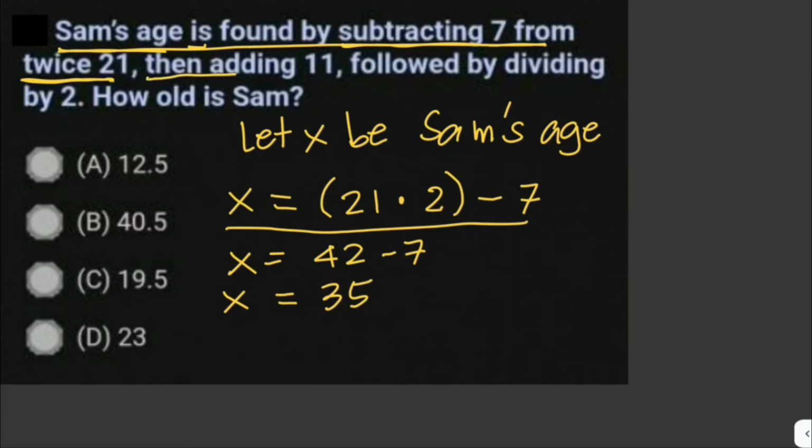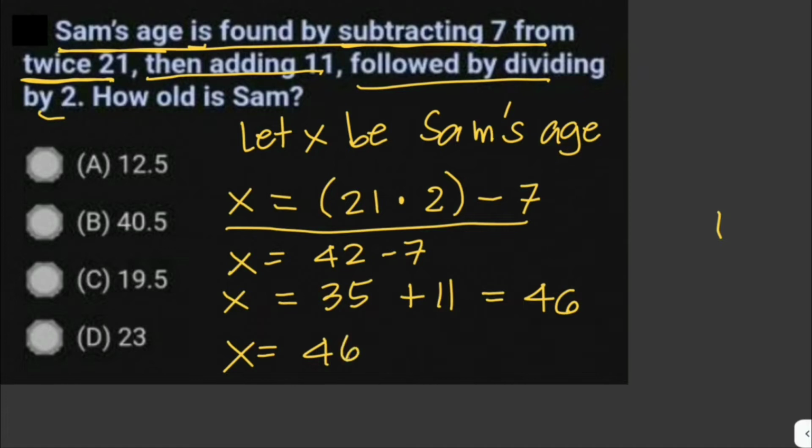And then adding 11. So we just add 11 to 35. So this is just equal to 46. And then followed by dividing by 2. So we divide 46 by 2. So this is just equal to 23. Therefore, Sam's age is just 23. The answer is letter D.